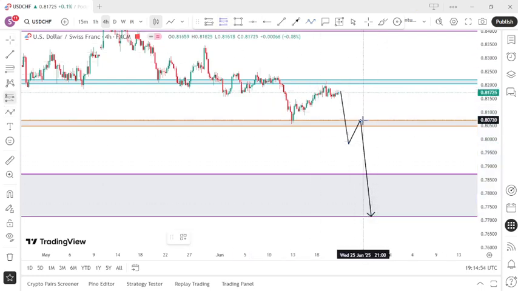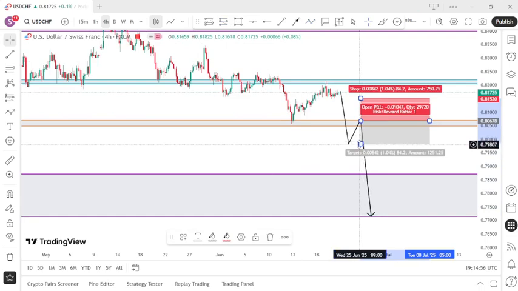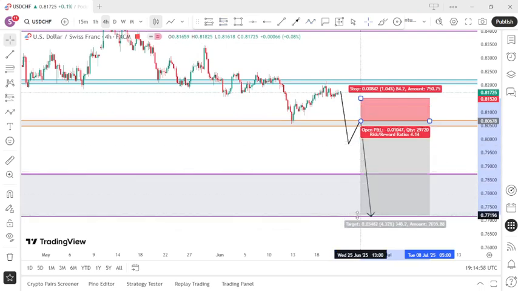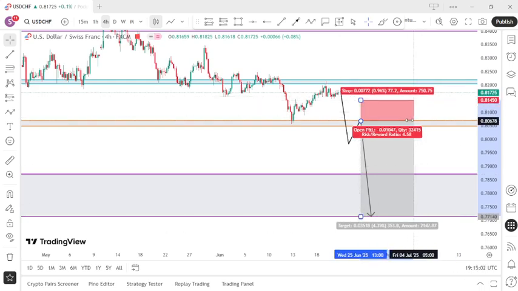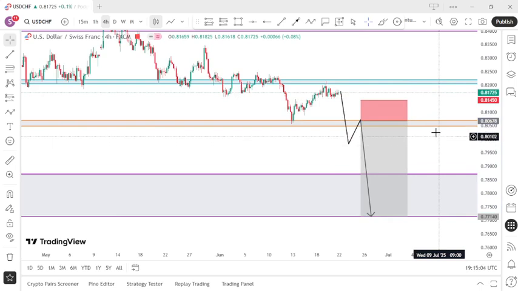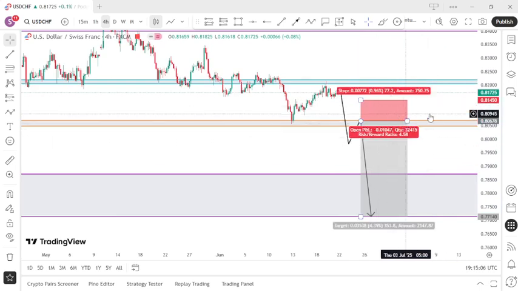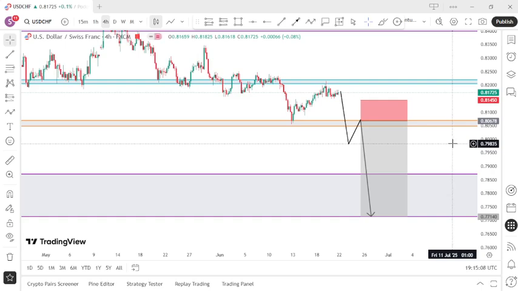So our second entry will come in if we are not able to pick the first entry. Our second entry will come in like this. This is how I will pick the second entry on USDCHF.